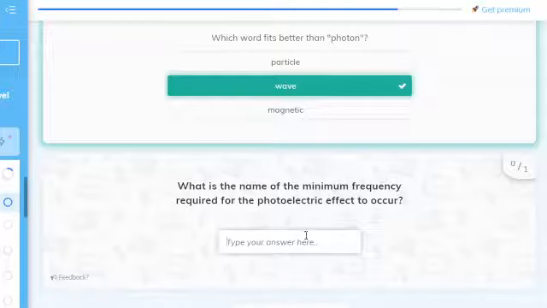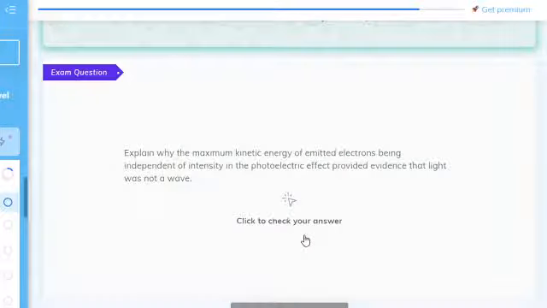What is the name of the minimum frequency? Threshold? That's a terrible attempt at spelling it. Threshold frequency. That was a bit better.